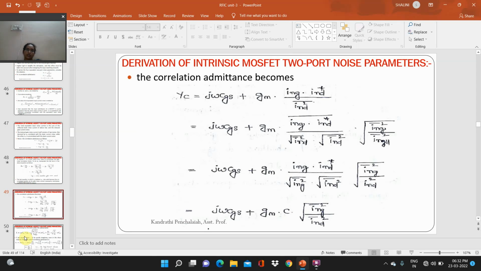The correlation admittance becomes Yc is equal to j omega Cgs plus Gm into i_ng·i_nd* by i_nd squared, which is j omega Cgs plus Gm into i_ng·i_nd* by square root of i_nd squared into square root of i_nd squared. Multiplying with the whole square root of i_ng squared by i_ng squared, we get j omega Cgs plus Gm into c into square root of i_ng squared by i_nd squared.